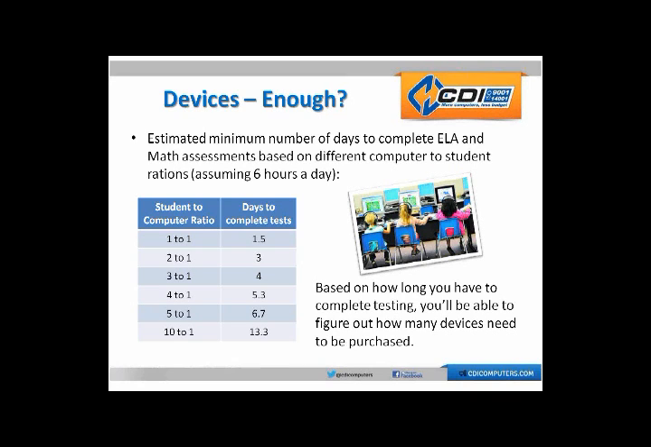So those will be, it may be more like 2 to 1 to get you to 3 to 1 in your overall ratios. So if you go to the Smarter Balanced website or you go to the PARCC website, there are calculators on there that allow you to type in the number of devices you have available, the number of students you have to test, the number of hours per day you expect the testing to take place, and it will tell you how many days it would take based on that ratio.